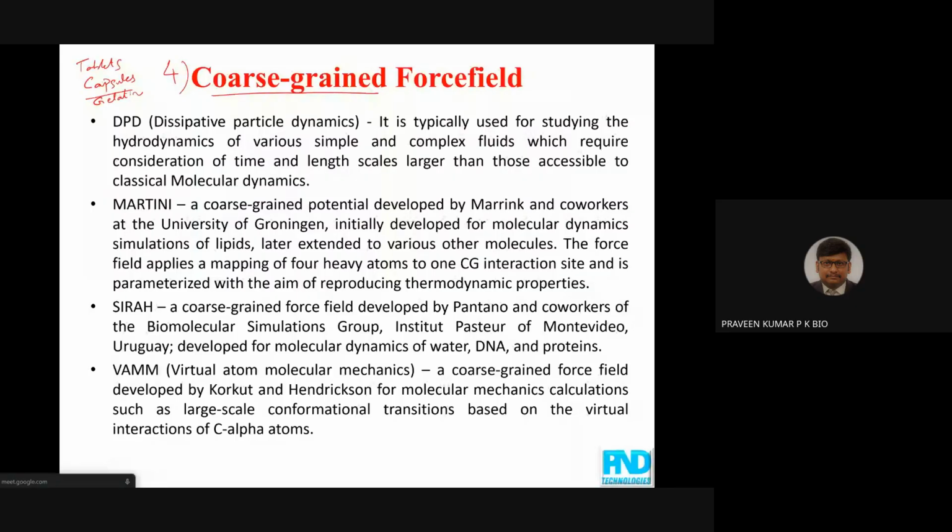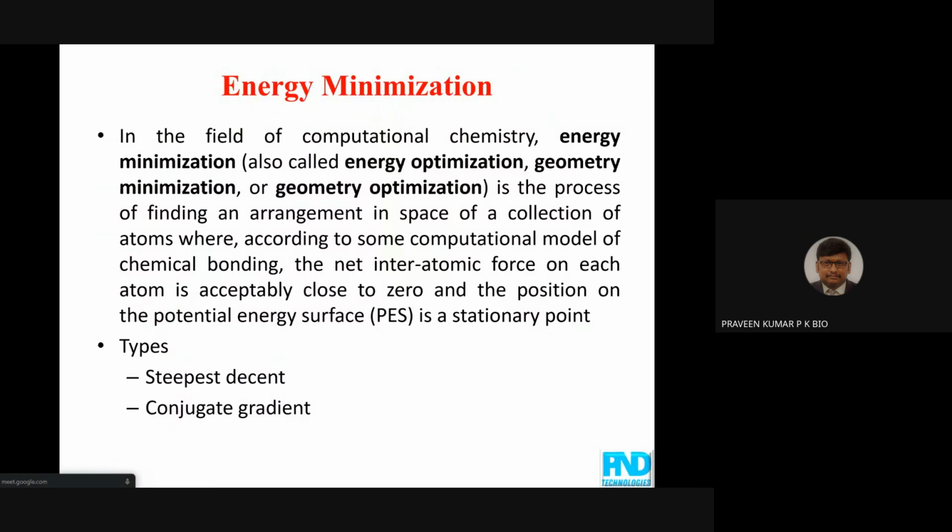If our drug is in the form of granules and we are not able to compress it into a fine powder tablet, it is better to fill the granules in capsules, isn't it? So hard gelatin capsules usually have the coarse grains. If you have that kind of drug nature, then whatever ligand we take, we go with these coarse grain force fields. Number one is dissipative particle dynamics force field, Martini, SIRAH, VAMM, that is virtual atom molecular mechanics. So these are the force fields used for coarse grains.